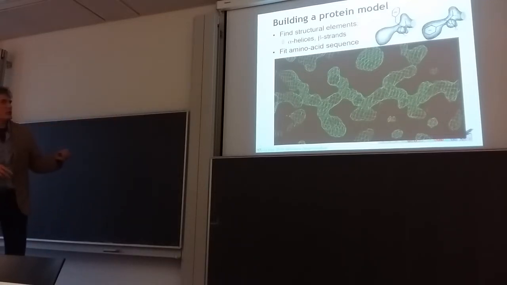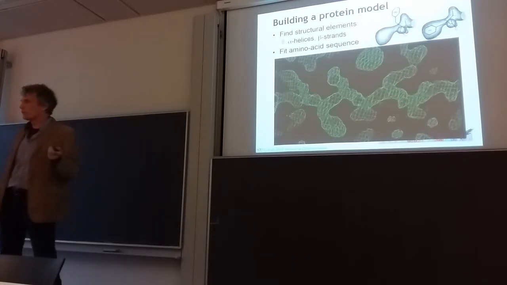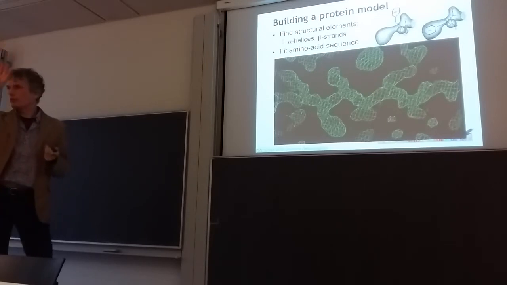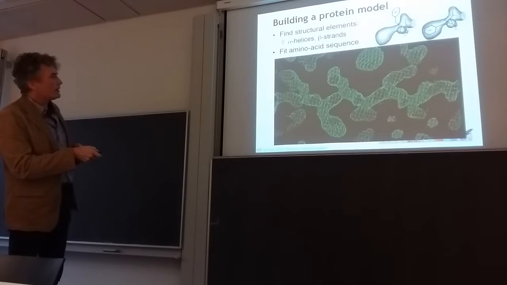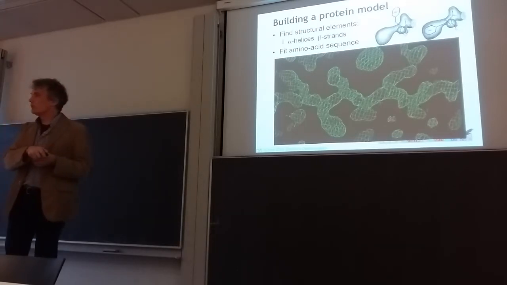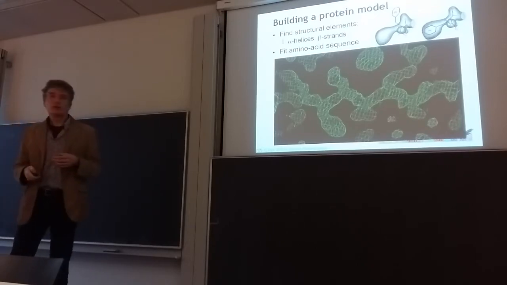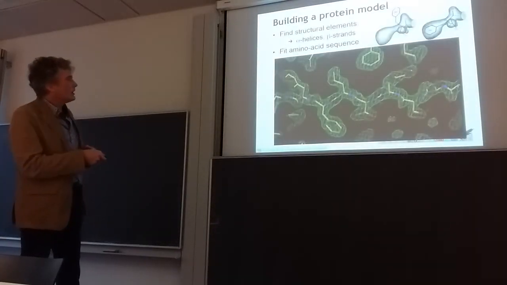Okay, so when you have these electron densities, you first have to start looking for your secondary structure elements. So you look for sort of threads or wires of density, and this is probably the backbone, and then the things that are branching off are the side chains.